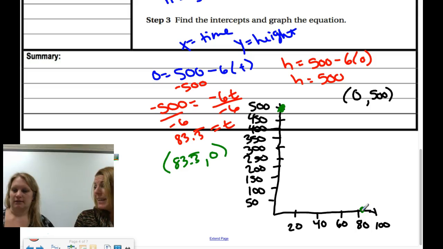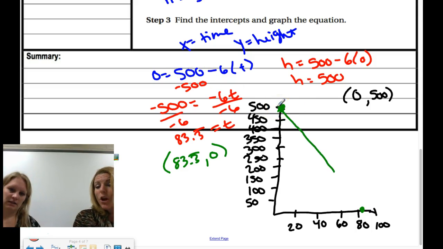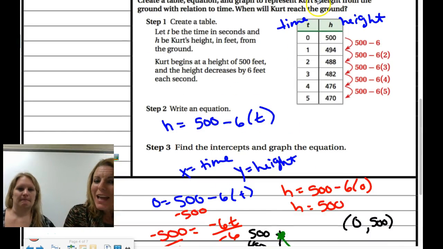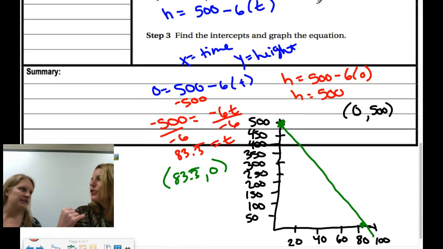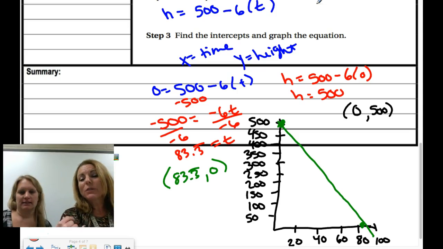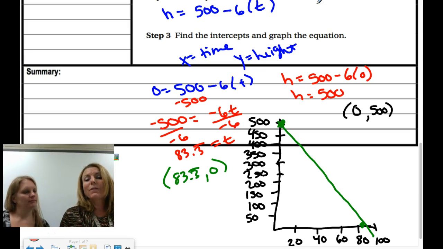Notice our line has a negative slope, going down and to the right. If you look at our equation, that also has a negative slope. It makes sense because if you're rappelling down, your height is decreasing, and that's what we're looking at: your distance away from the ground.